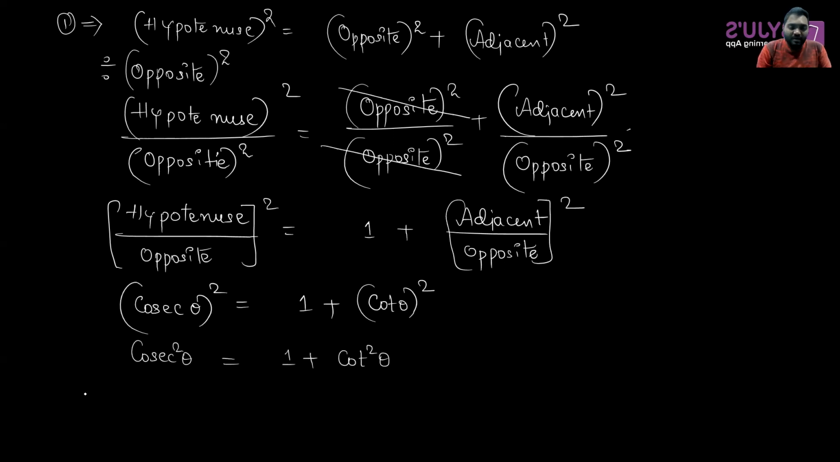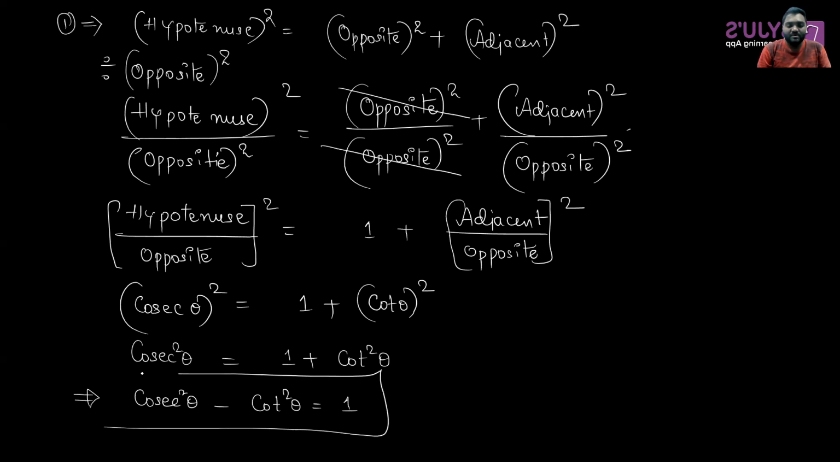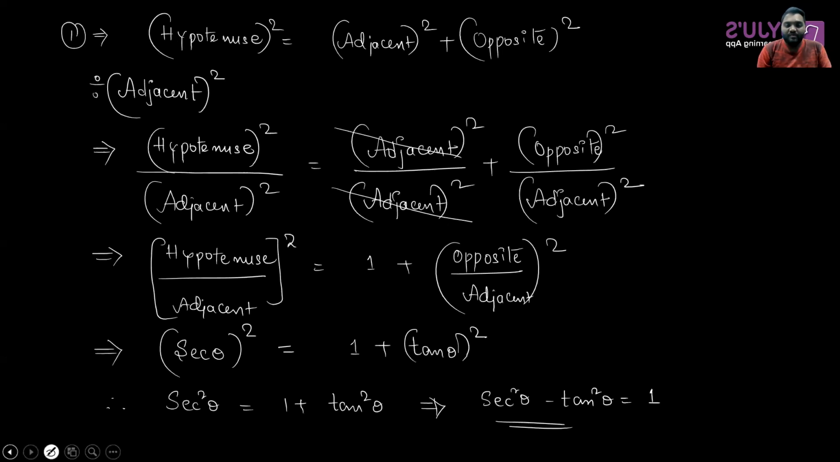This can be written as cosecant square theta minus cot square theta equal to 1. So therefore, this is the trigonometric identity number 3. So here are the 3 trigonometric identities which are derived in this way.